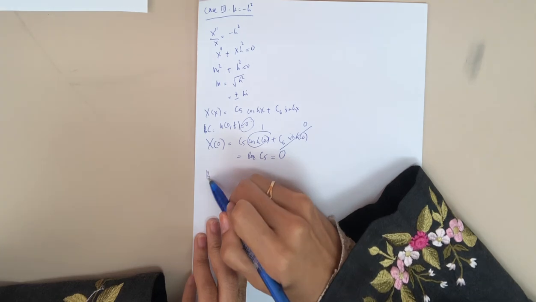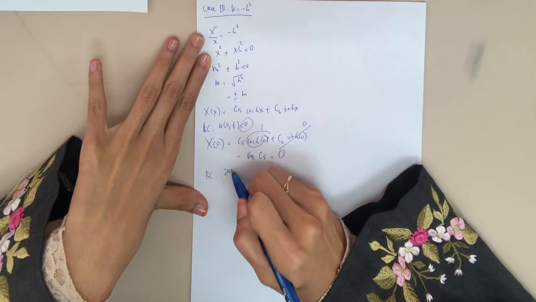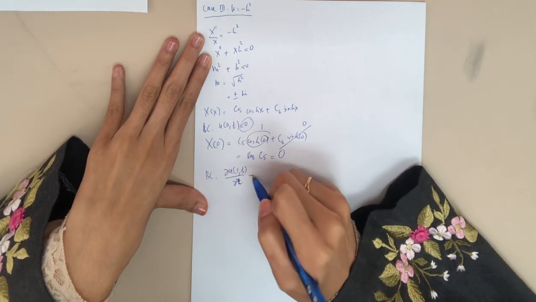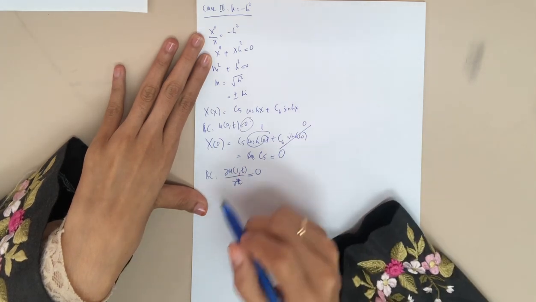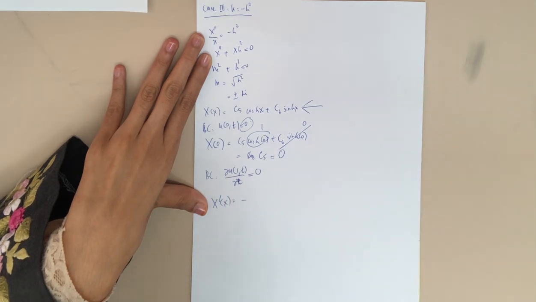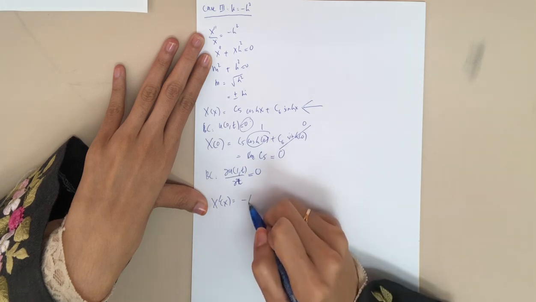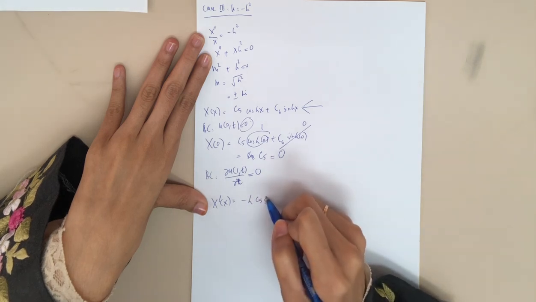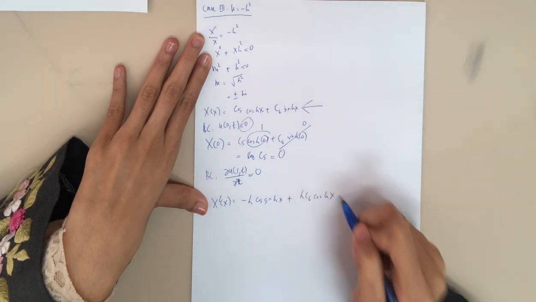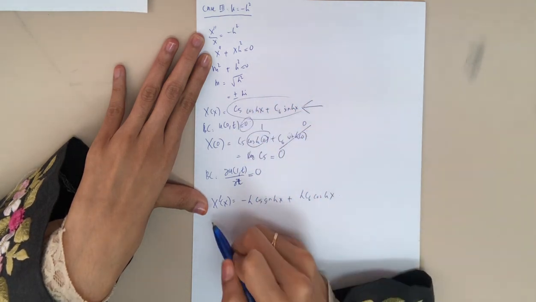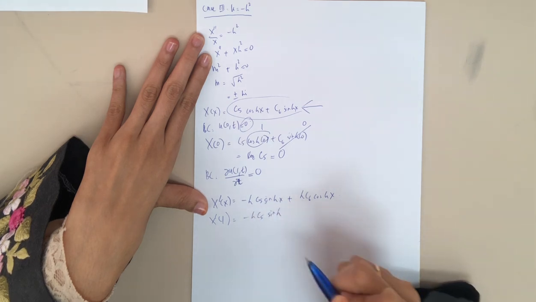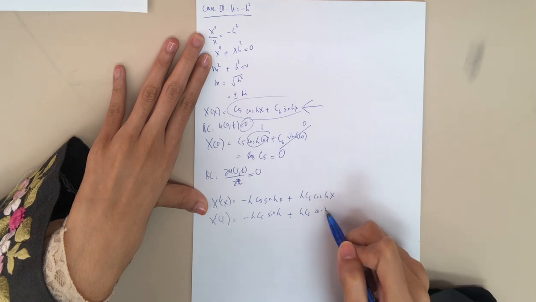Okay, next, the second BC given is du/dx at x equal to 1, and this also equals 0. So you need to differentiate this equation. So X prime x is equal to negative C5 lambda sin(lambda x), plus lambda C6 cos(lambda x). Then substitute 1 into x, so negative lambda C5 sin lambda plus lambda C6 cos lambda.